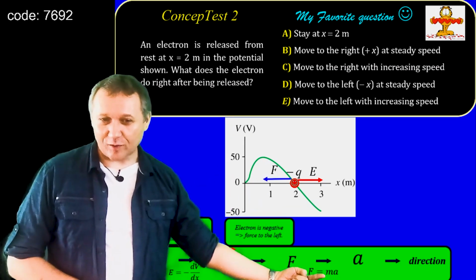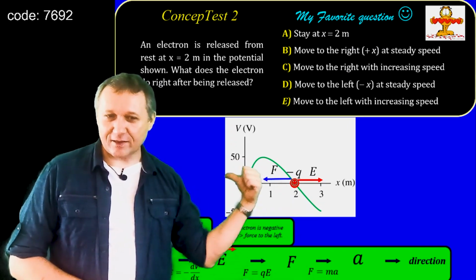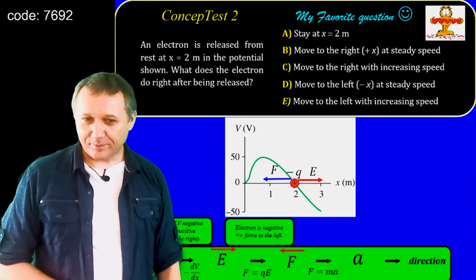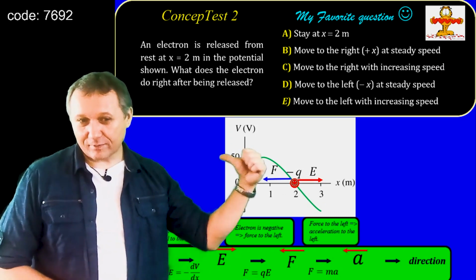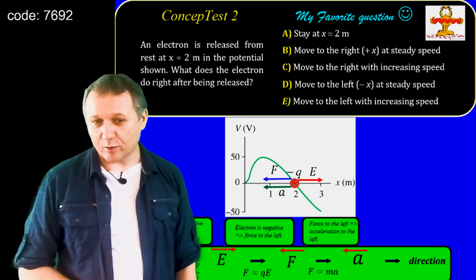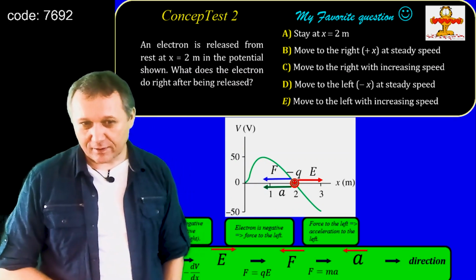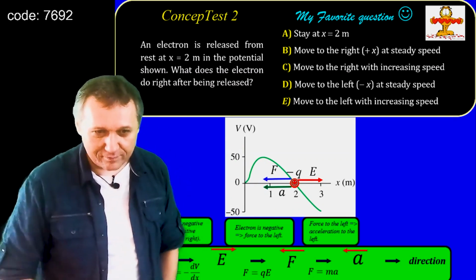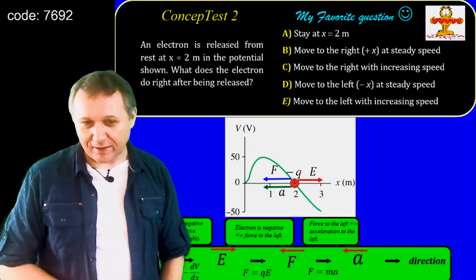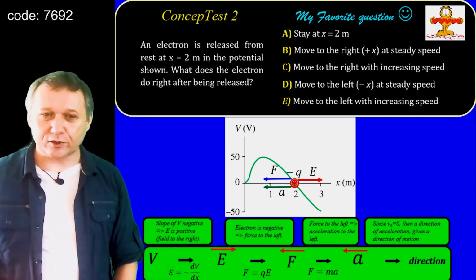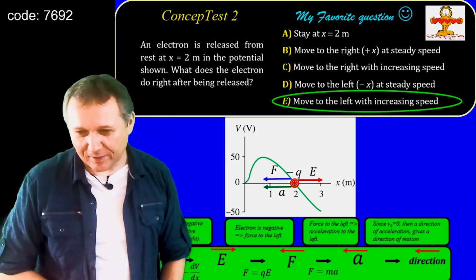Then Newton's second law: mass cannot be negative, mass is only positive. So if the force is that way, the acceleration is also that way. And if acceleration is in the negative x direction, the direction of motion is also in the negative x direction. Since acceleration is not zero, because all these are not zero, it moves to the left with acceleration. So the answer is E, move to the left with increasing speed.